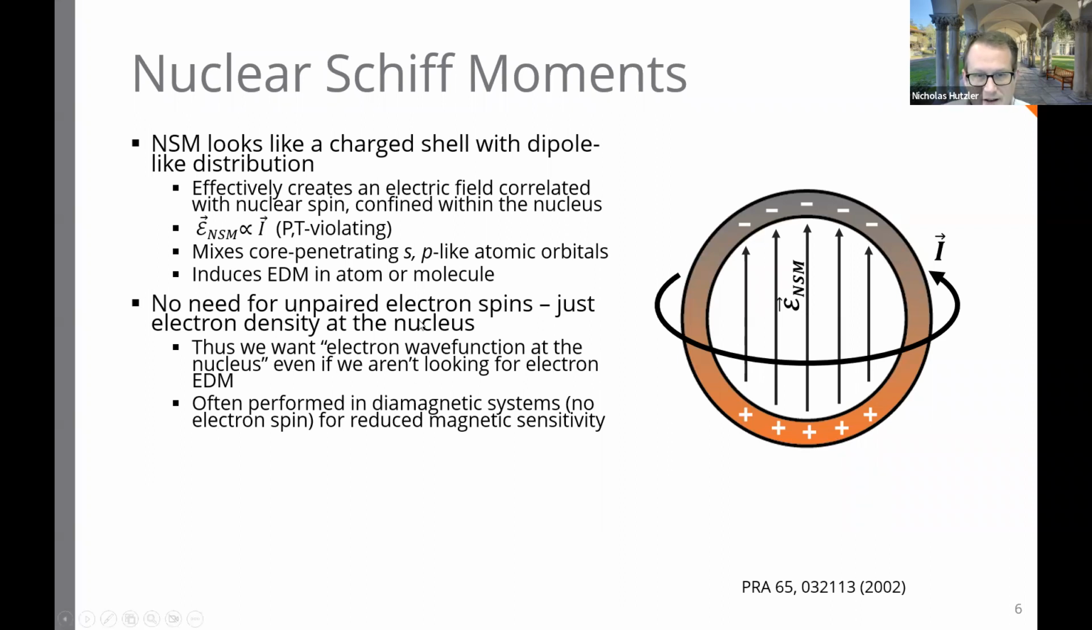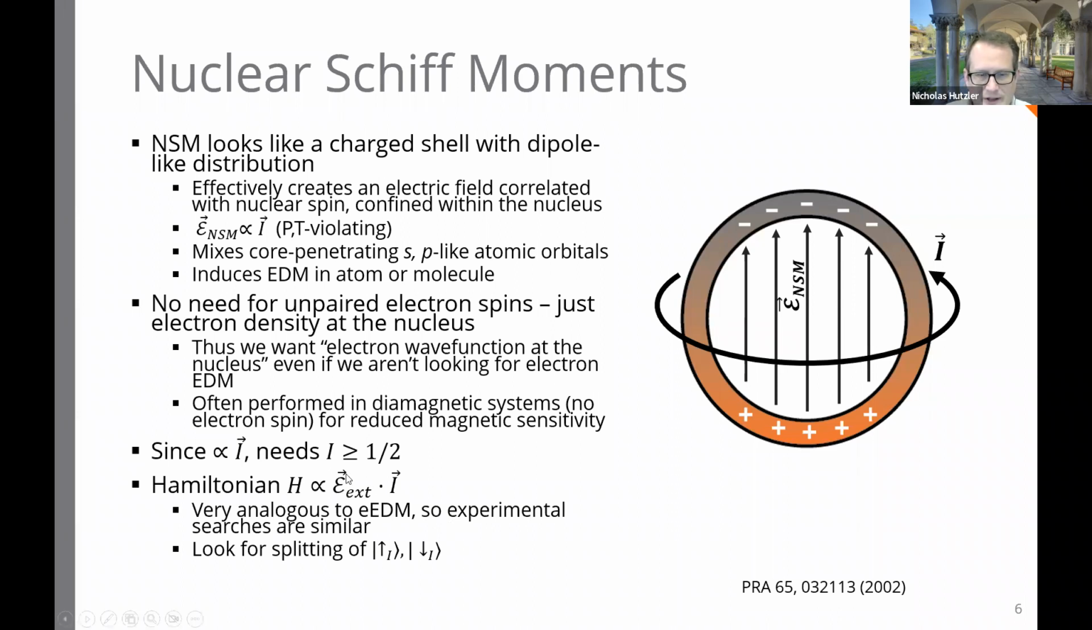But since you don't need unpaired electron spins, these are often done in diamagnetic systems, just to reduce magnetic sensitivity. If you don't need that extra unpaired spin, you may as well not have one because it'll just pick up magnetic field noise. Since this is a moment that's correlated with the nuclear spin, you have to have a non-zero nuclear spin. Otherwise, you can't have an observable moment like this. So you need a nuclear spin of at least a half.